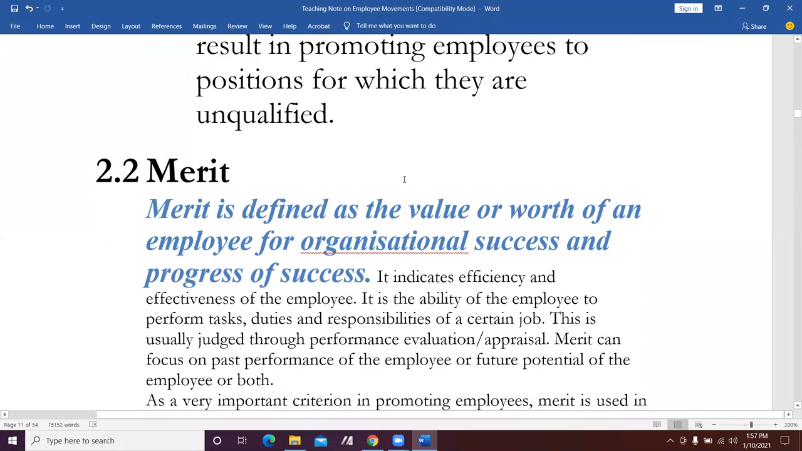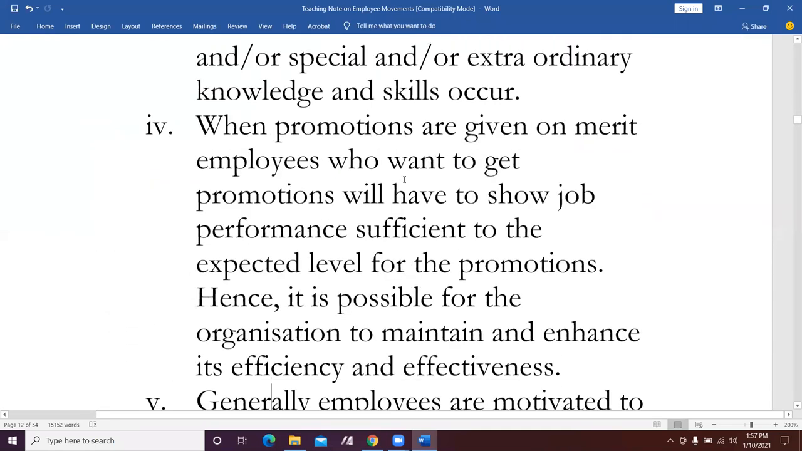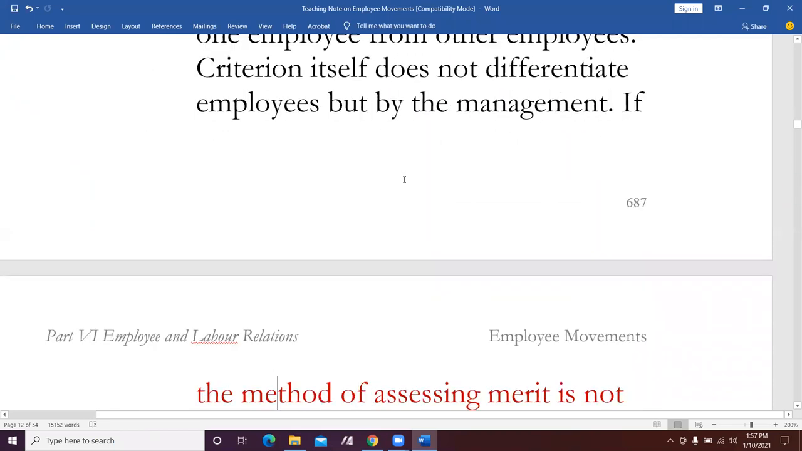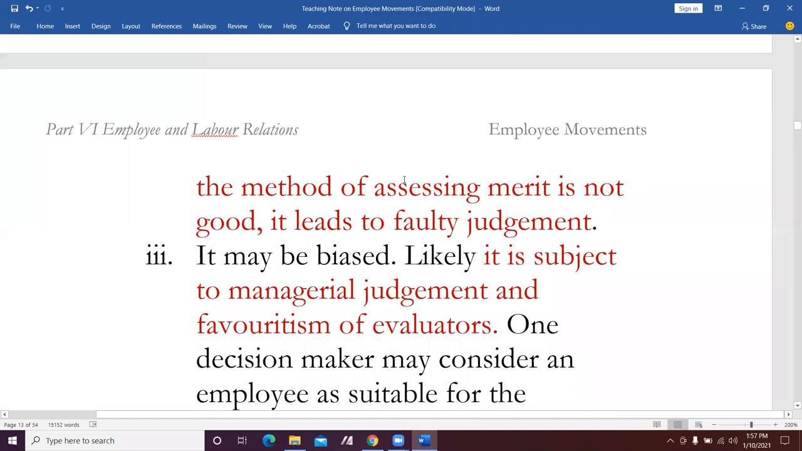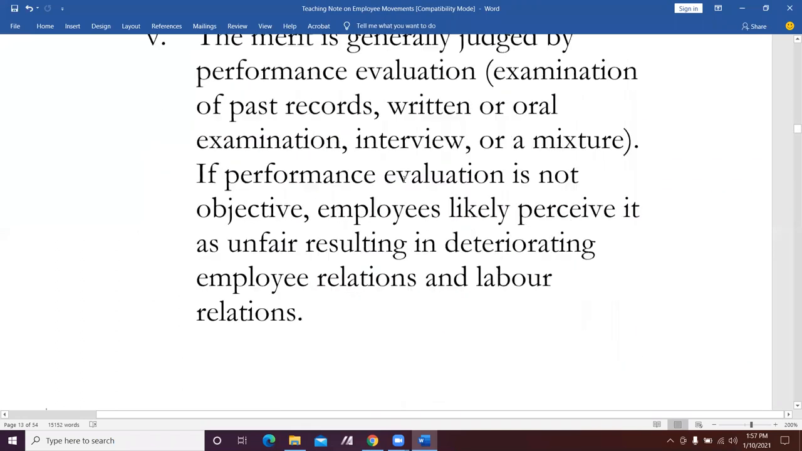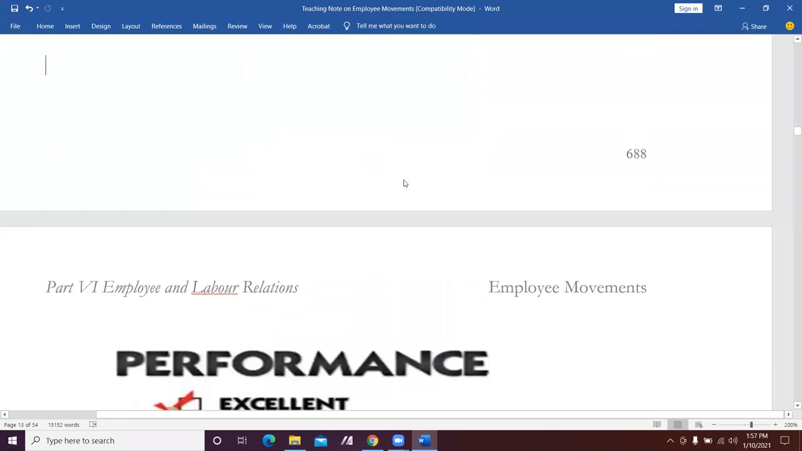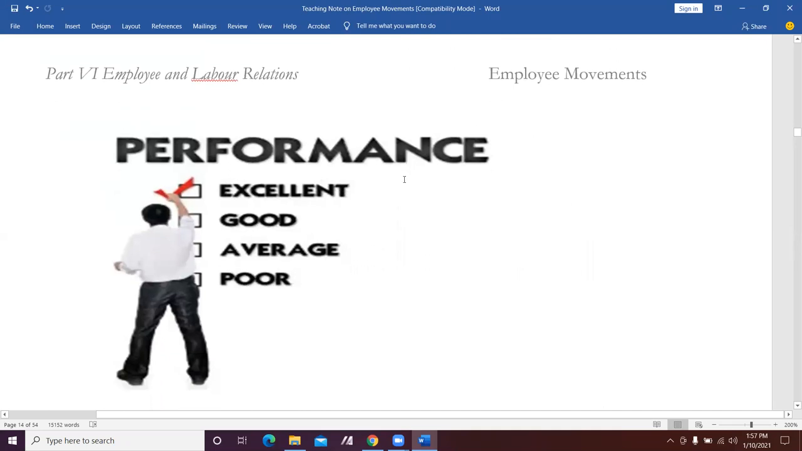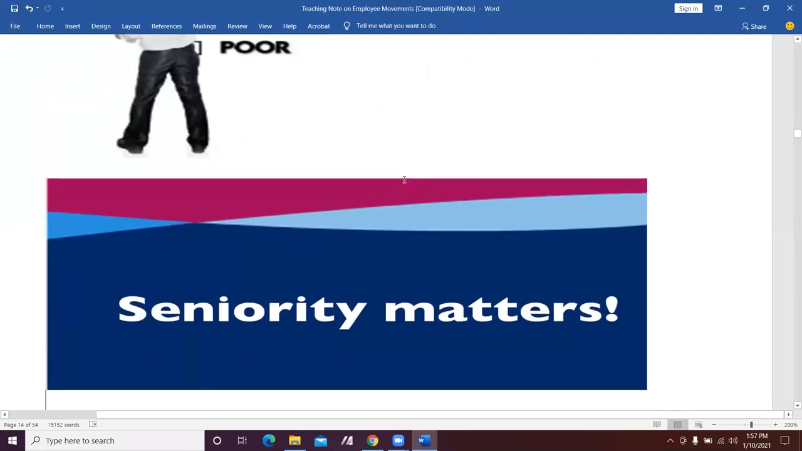Right, so I'm not going to discuss the merit separately, because to a certain extent I have already discussed it. The advantages of seniority usually become disadvantages of merit, and disadvantages of seniority become advantages of merit. The most important thing is productivity. Definitely merit results in increasing productivity, increasing profits and profitability. So normally excellent employees in terms of performance are considered for promotions. Seniority matters, of course. Merit also matters.